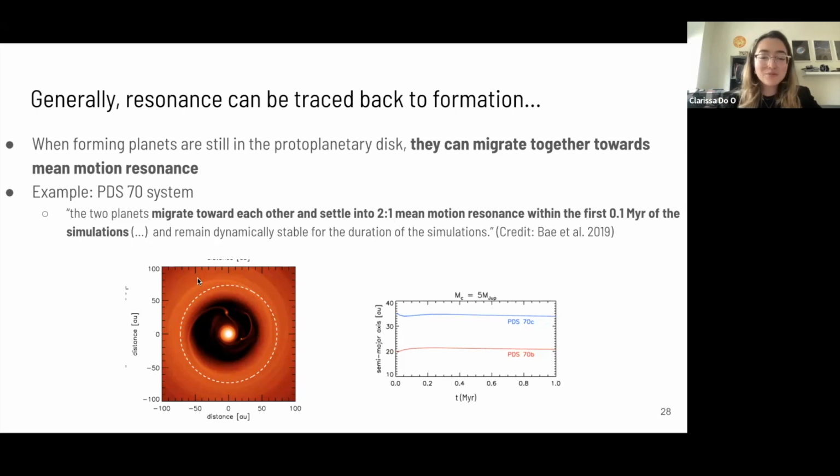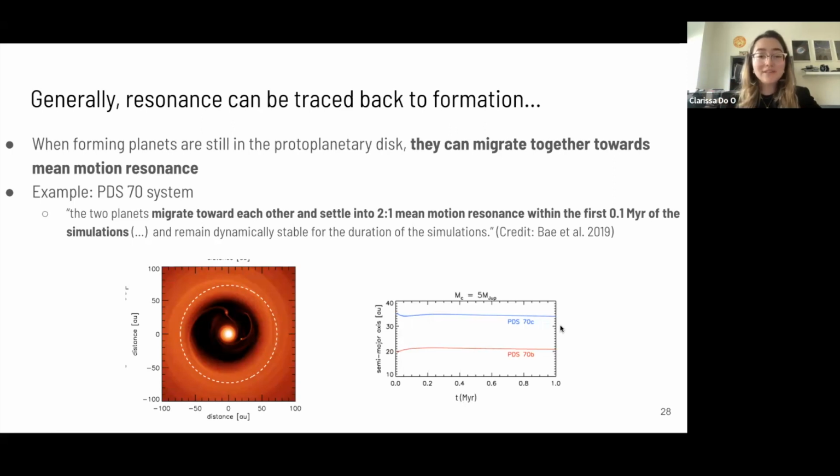So here we have the simulations they made, and you can see the two little planets here and the disk. And here we have the evolution of the semi-major axis, which is directly related to the period of the planet. It tells you how far away the planet is from the star as a function of time in millions of years. And you can see here, PDS 70 b in the beginning of the simulation went a little bit further away from the star, and c went a little bit closer to the star, and they migrated towards each other. And then essentially what happened is they were locked into this mean motion resonance, and they continued to remain stable for the rest of the simulations.